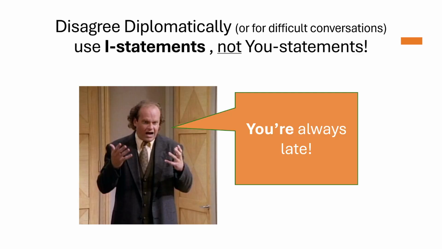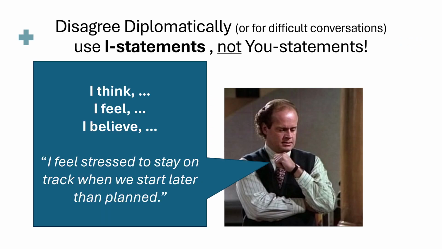When to use I statements, what is it? Instead of saying you're always late, you could say, I think, I feel, I believe. You can start with those sentences, those starters, and you may be on the right track already. Maybe you can say something like, I feel stressed to stay on track when we start later than planned. Okay? You as future leaders, obviously, maybe, hopefully not, you have a repeat offender of someone who always comes late.